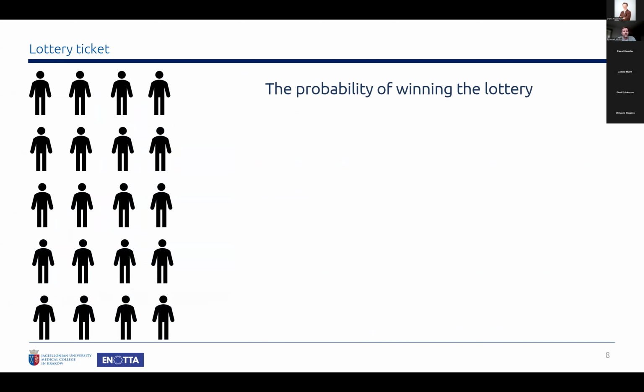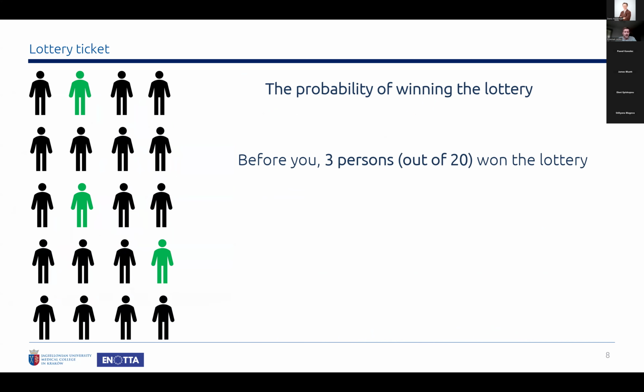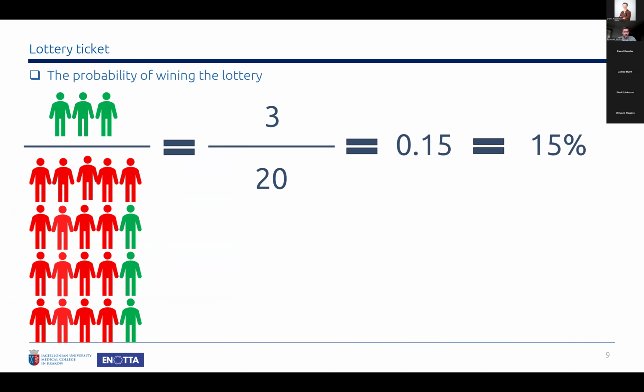Suppose before us in the line there were 20 people who bought the tickets, and 3 of them won the lottery, which means that 17 lost the lottery. From this, we can calculate that probably the future probability of winning the lottery is around 15%. So 3 people divided by the number of participants in the lottery. Now we can build a decision tree to decide what choice is best for our money.